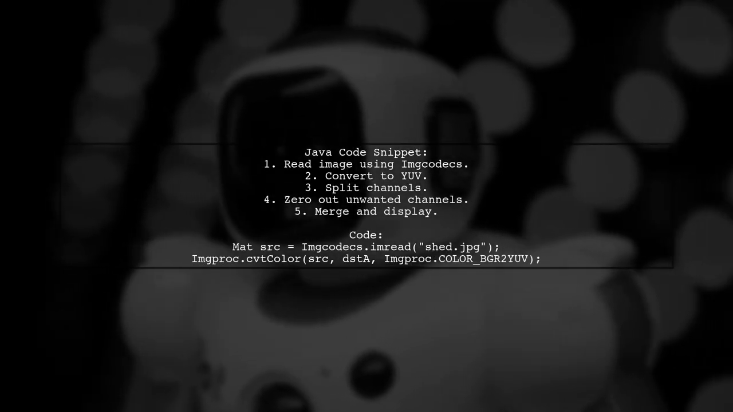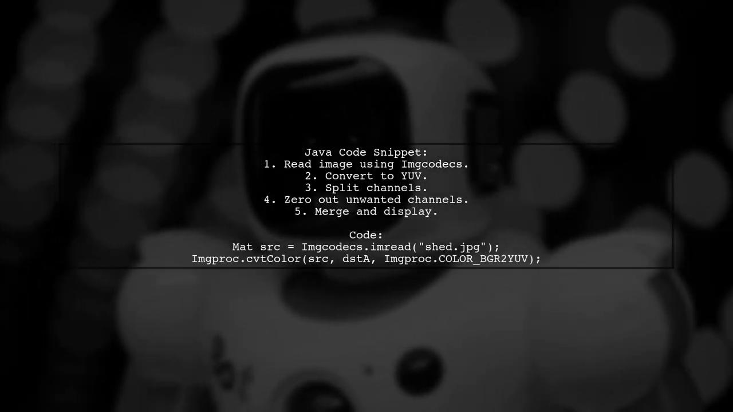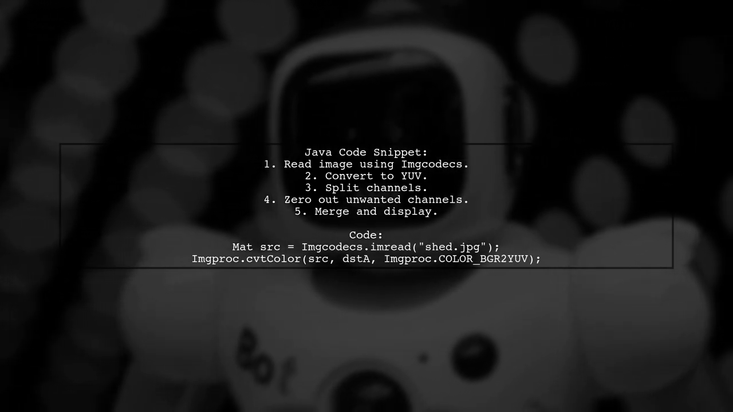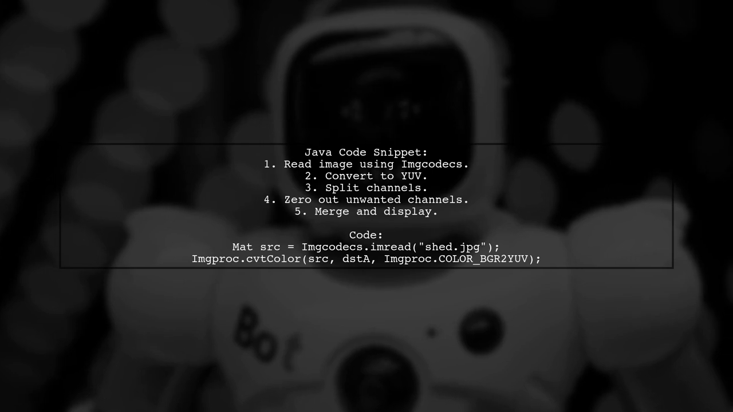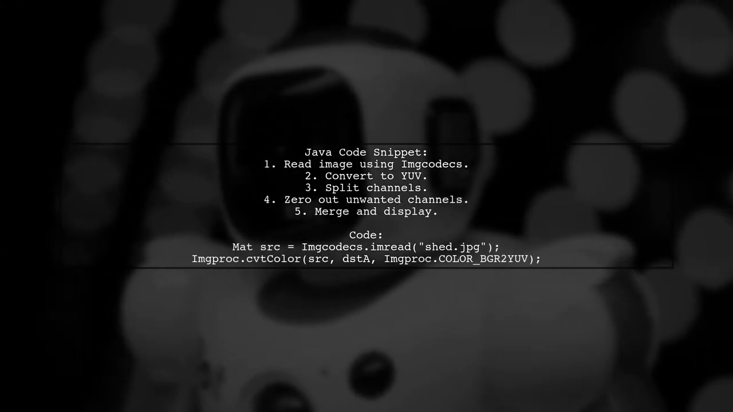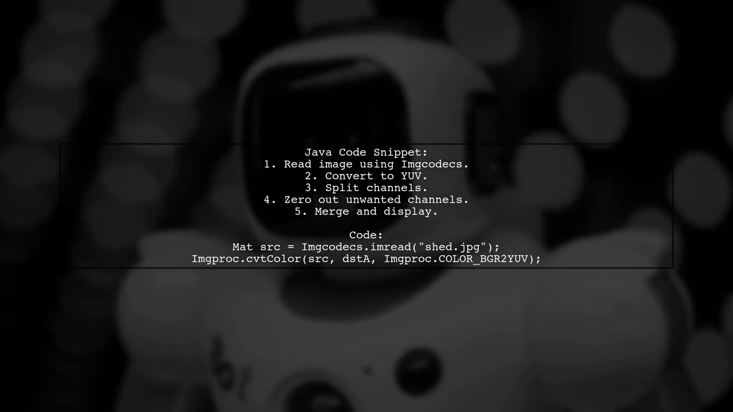Here's a Java code snippet that demonstrates how to isolate and display the Y, U, and V channels using OpenCV. The code reads an image, converts it to YUV, splits the channels, and displays them separately.